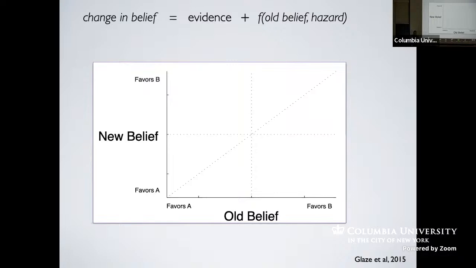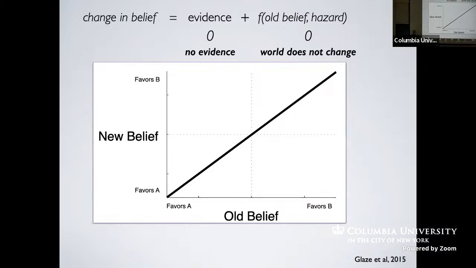So let's consider a case where there's no evidence and the world does not change. This is the simplest version, the one we talked about where the world doesn't change. And so our new belief should always equal our old belief, right? In this format, that just shows up as the main diagonal. So we're always just going to set our new belief equal to our old belief. If the world does not change, but we get new evidence, it's as if we're just shifting that upwards. Each new belief is just offset by some fixed amount based on the evidence that we got, right?